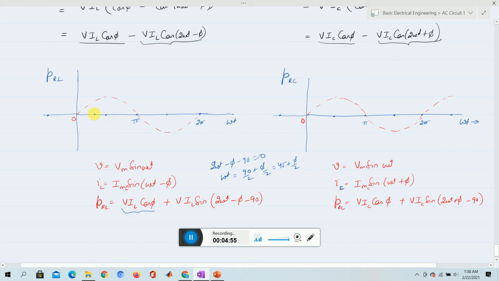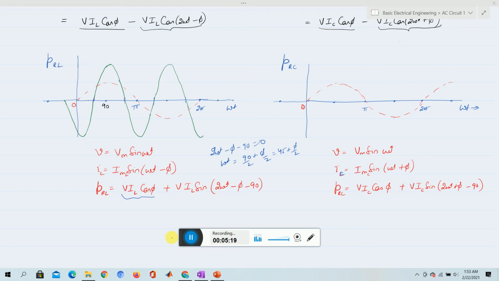So the power waveform will start from here as a sine wave, and it will end over here the same. So there will be a baseline, or we can make a baseline in all the places. Okay, so we have explained this thing. The power waveform has been drawn.